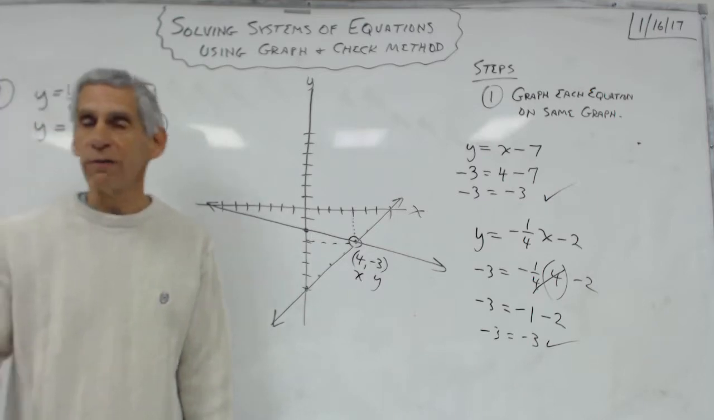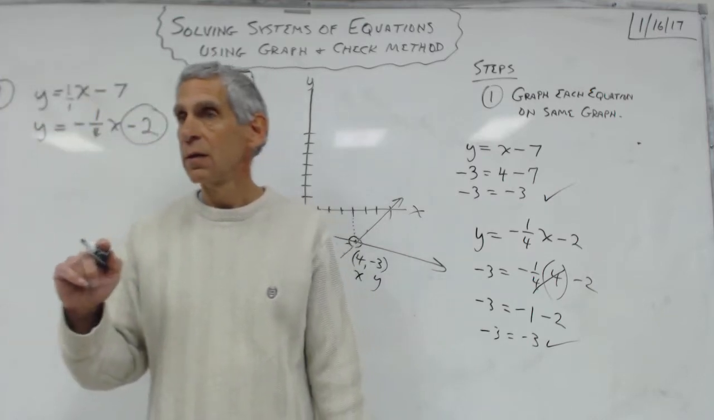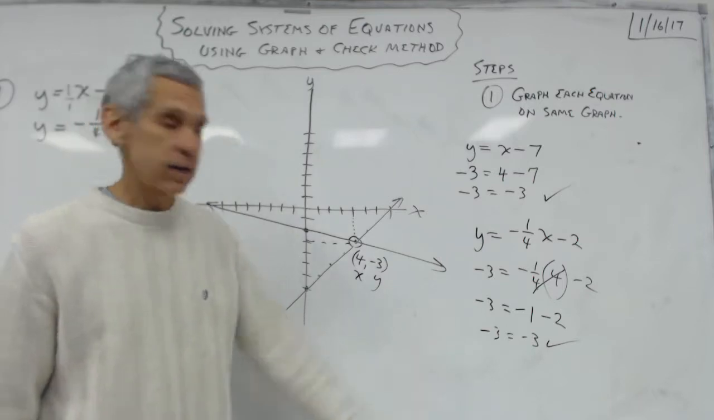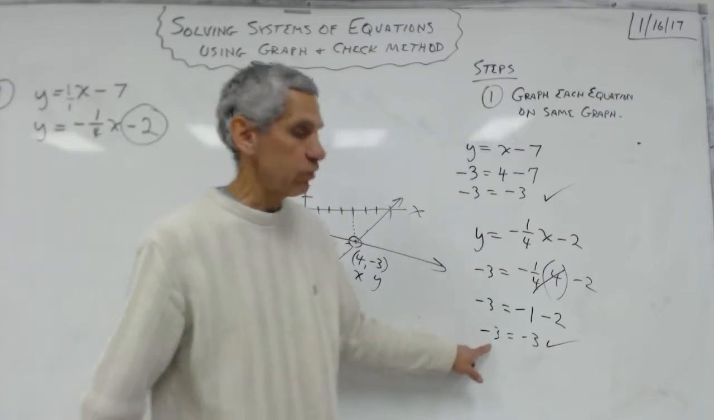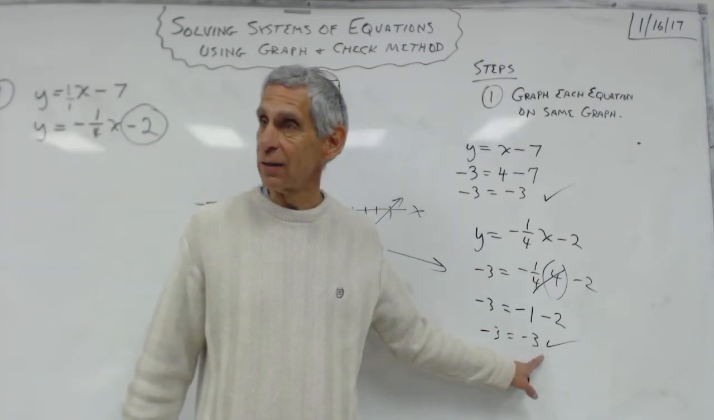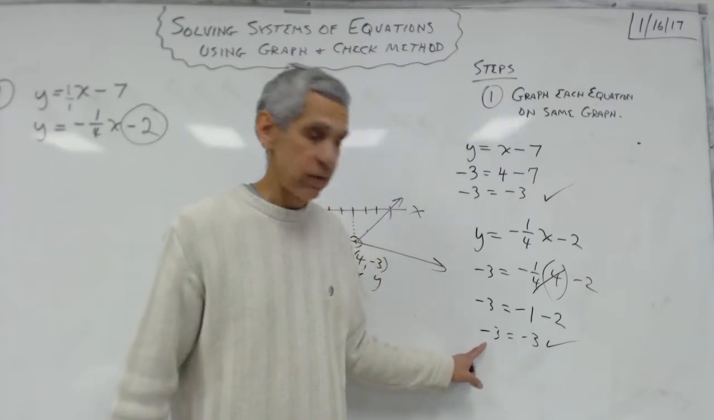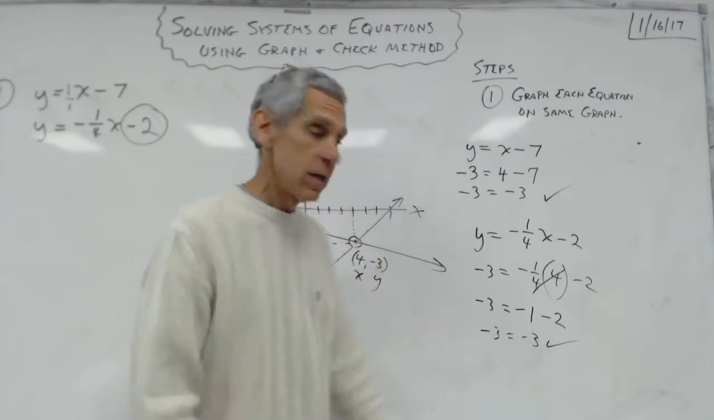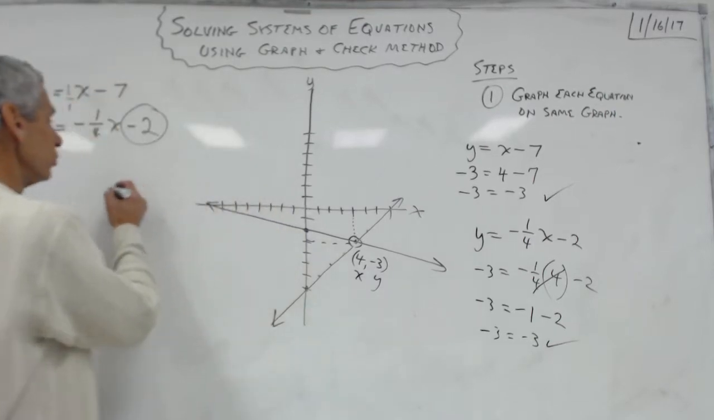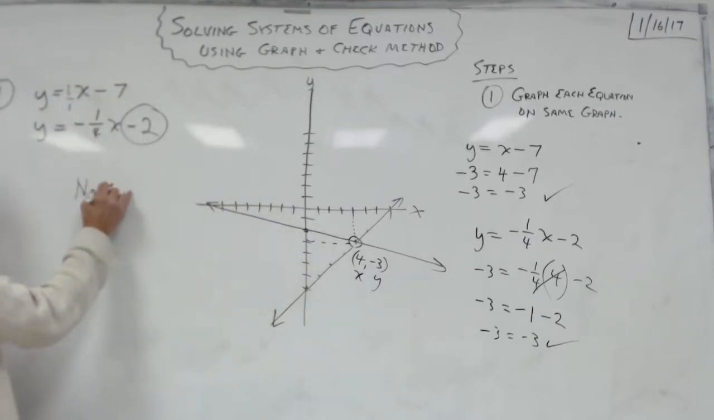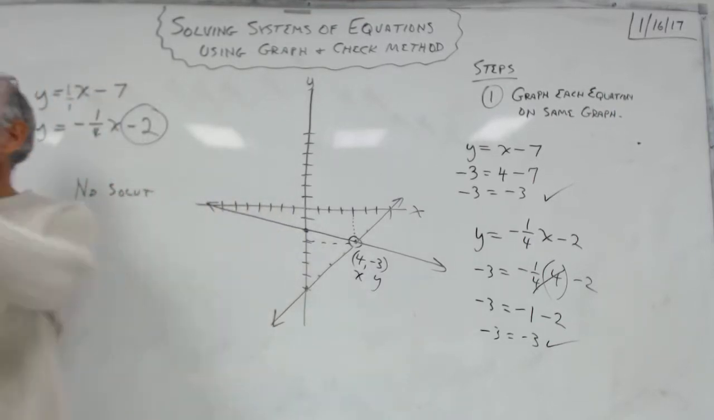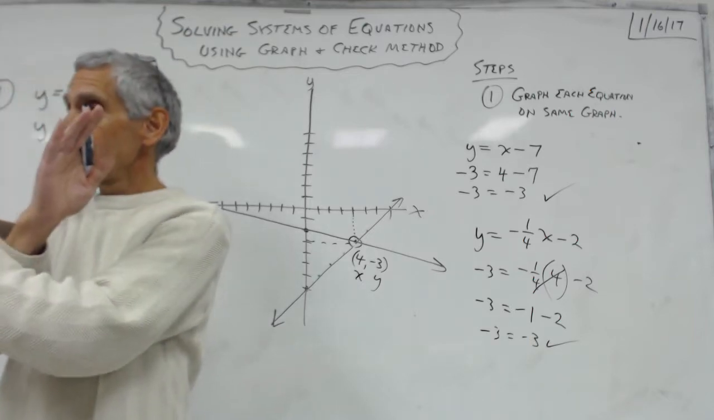It's really pretty straightforward. And if it doesn't check, what do you do then? If it doesn't check, let's say it said negative 3 is equal to negative 7. This is a good question. If it said negative 3 equals negative 7, I would say no solution, right? No solution. Meaning there is no solution, right?